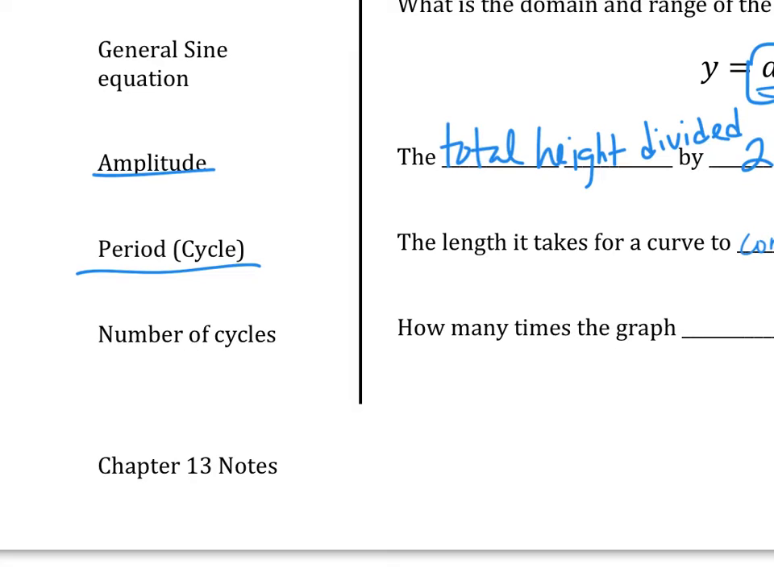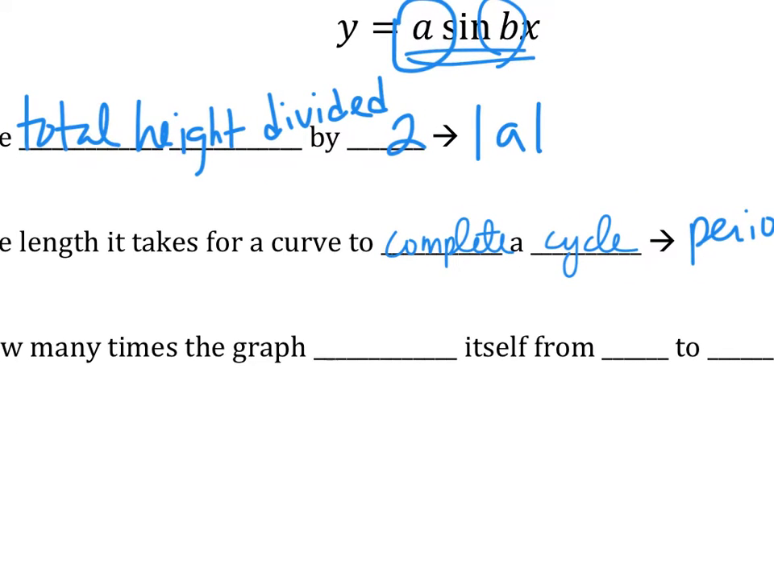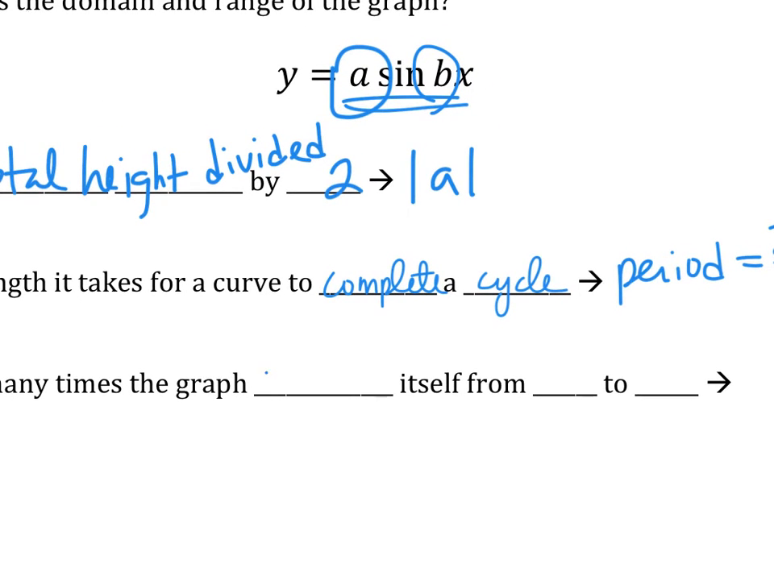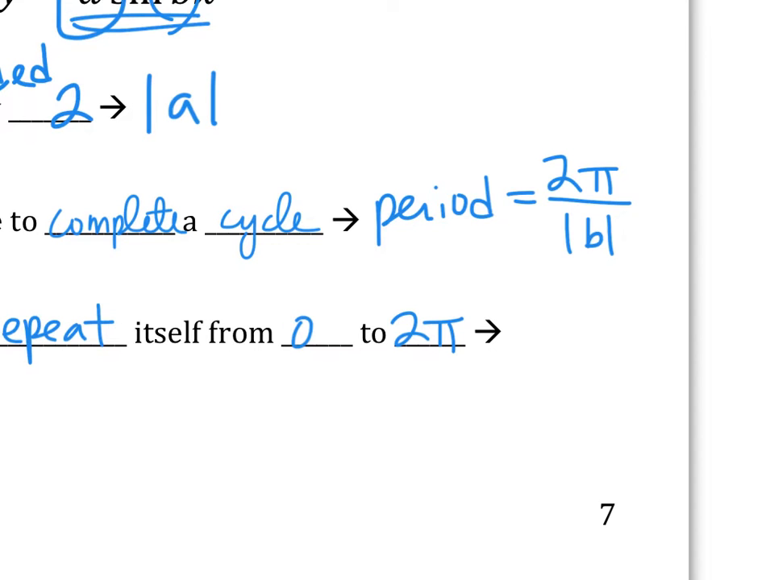Next part, number of cycles. Number of cycles is just asking, within this certain amount of length, how many times does the graph repeat itself, from, let's say, 0 to pi? And if it's from 0 to pi, then the number is just b.